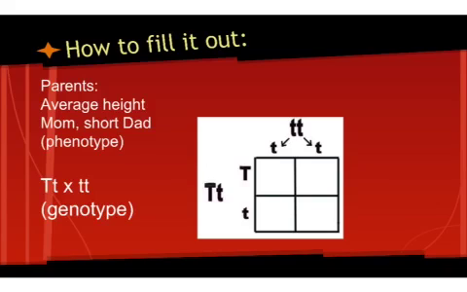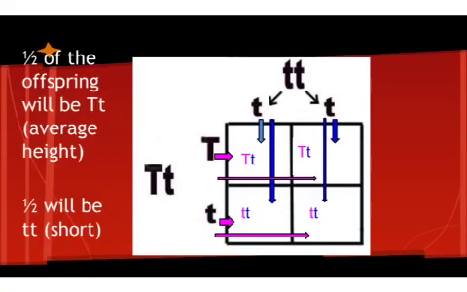So let's practice filling in these squares. If you have parents of average height, mom is average height, dad is short. The genotypes would be big T, little t, the heterozygote, with the homozygous recessive. Mom is big T, little t. Dad is little t, little t. You would pull these genotypes down and over. Here's another representation of that.